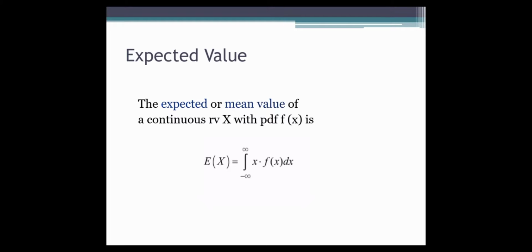So, expected value. The expected or mean value of a continuous random variable x with PDF f of x is the expected value of x is equal to the integral from negative infinity to infinity of x times f of x times dx. So, that is the formula for the expected value to get the solution.